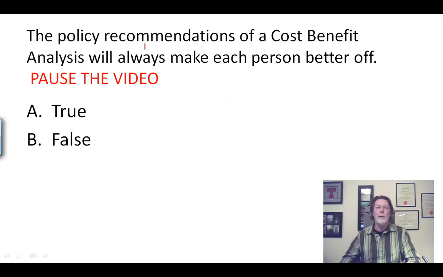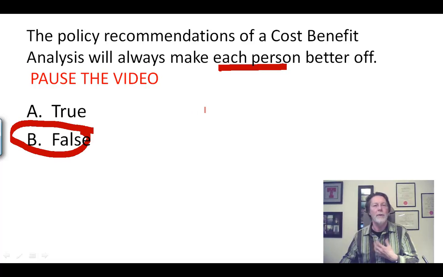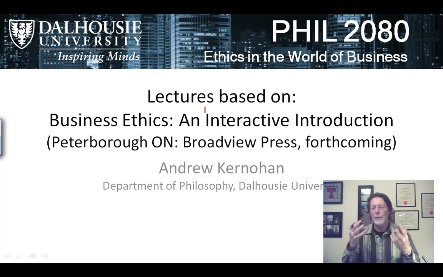All right, here's a question for you. The policy recommendations of a cost-benefit analysis will always make each person better off. Is that true or false? Each person. Well, it makes everyone collectively better off, but as we've just seen in these examples, it doesn't necessarily make each person who's being considered better off. Some may lose. So the answer is that this is false. When we consider the rights of individuals, some individuals may be reduced in terms of their welfare.